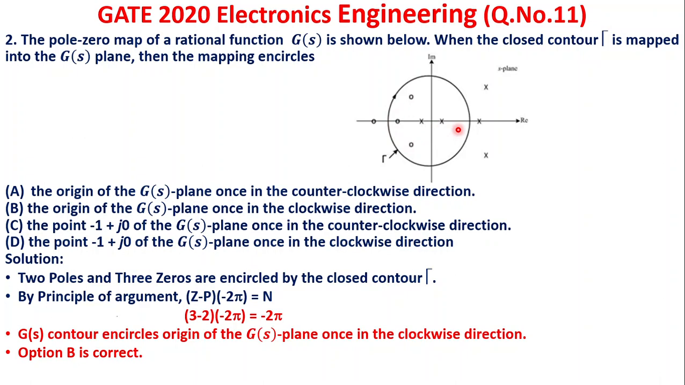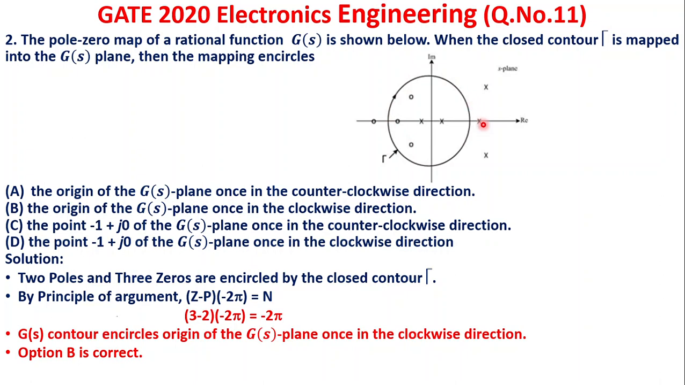We know very well that according to principle of argument, what is outside the contour is not at all a concern. What is inside the contour is only a concern as far as the mapping from s plane to G(s) plane is concerned. So the question is: the mapping encircles the origin of G(s) plane once in counterclockwise direction or once in clockwise direction, minus 1 plus j0 point once in counterclockwise, minus 1 plus j0 once in clockwise direction. Actually they have given the contour not as a Nyquist contour, generally an arbitrarily chosen s-plane contour, that's all. So we don't have to bother about that minus 1 plus j0.